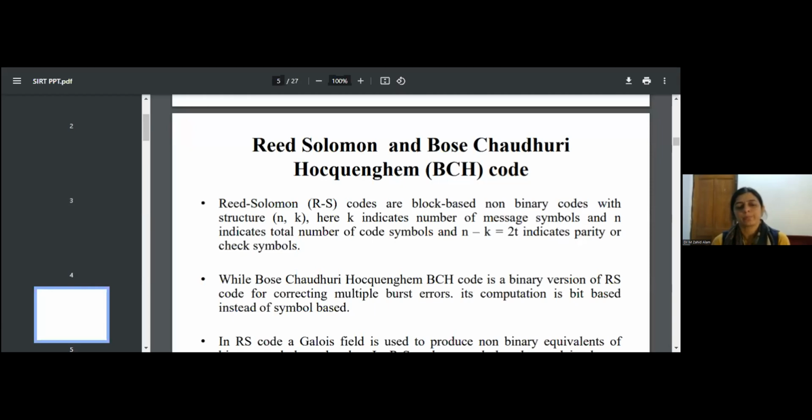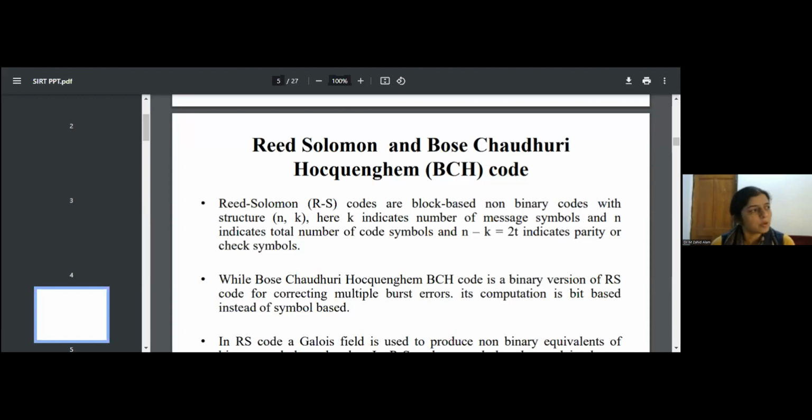Particularly, I have used RS and BCH codes. What's the basic difference between the two? Both are burst error correcting codes, but RS is a non-binary code, meaning it works over words, and that too their non-binary equivalent. For that, some Galois field is taken help of. Whatever the number of words, the same number of non-binary elements are generated with the help of the Galois field.